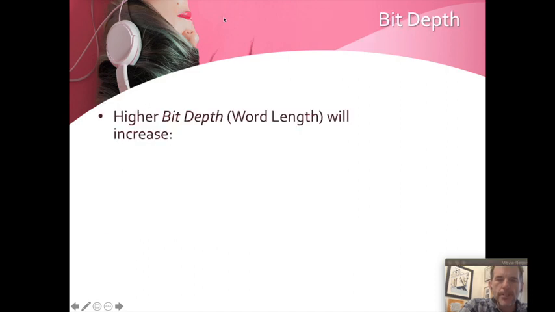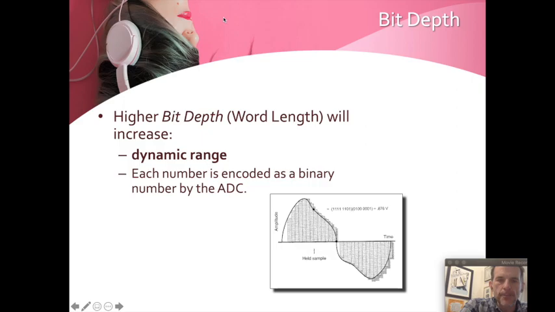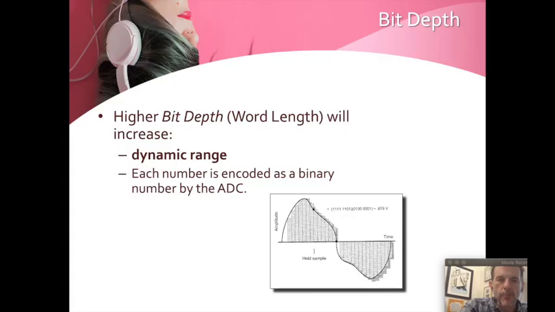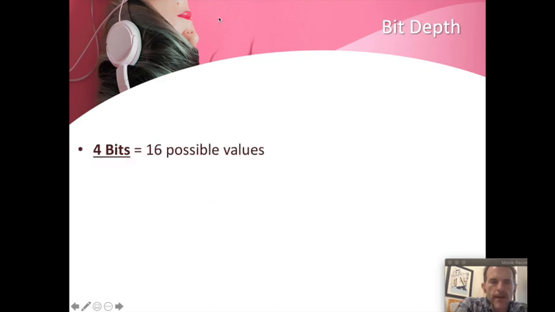Bit depth is in relation to our dynamic range. This is the level of amplitude. So these are our steps across or below the line in relation to our frequency. The more amplitude levels that we have, the more accurately we record the dynamic range. In terms of bit depth, if we have a word that's 4 bits long, we have 16 possible values.